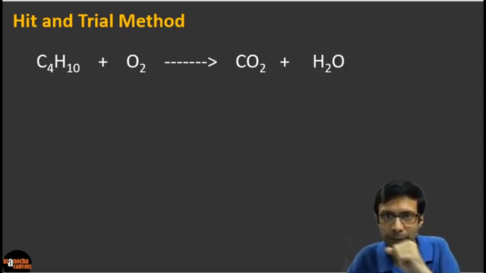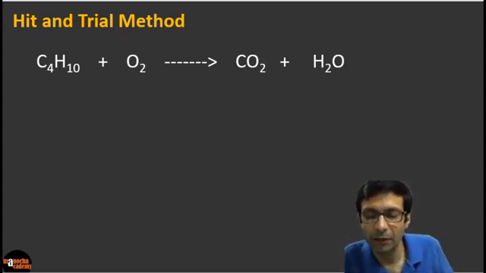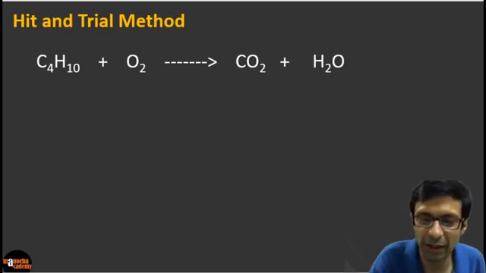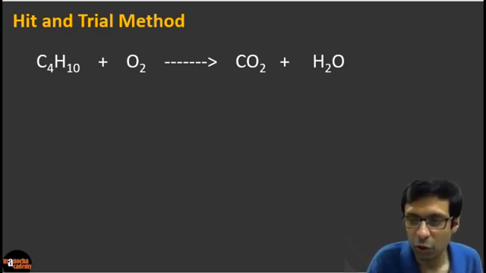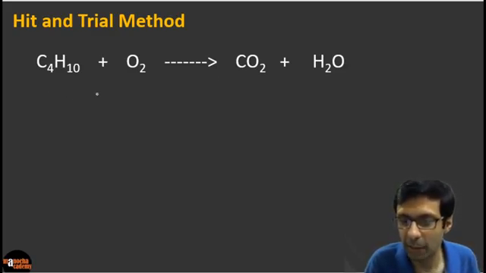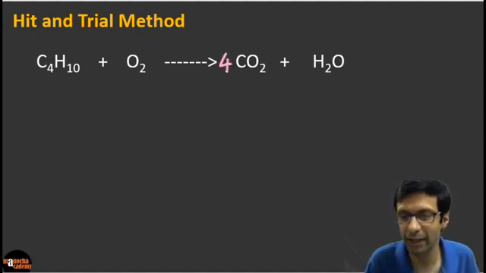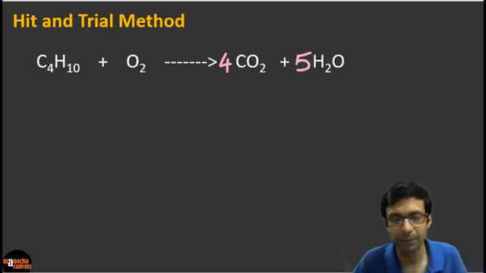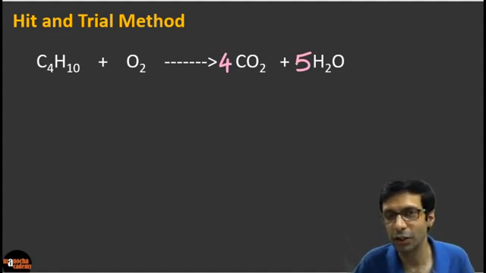Let's try this one also. So we have another hit and trial method here where you have C4H10 plus O2 gives carbon dioxide plus water. So let's try to balance this with our hit and trial method. The first thing we can see is carbon is not balanced. So we're going to quickly balance it by multiplying by 4 here, right guys? And hydrogen is 10 on the left and it's 2 on the right. Okay, so it's easy to balance hydrogen by doing 5 here. Do you guys agree?